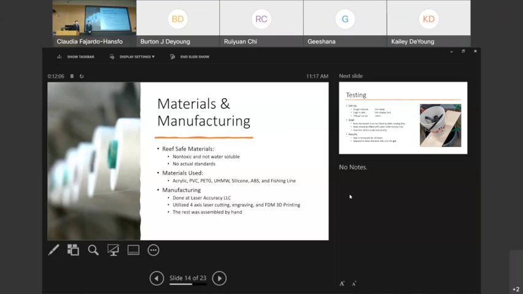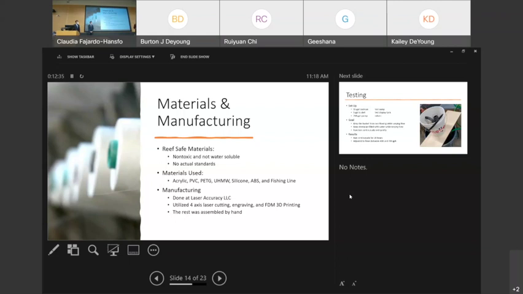So the standards that work for us are not the same standards that work for these very delicate creatures. The rule of thumb is to use materials that are absolutely non-toxic and not water soluble. The materials commonly used in this industry, and that we used, are acrylic, PVC, ATG, which is a 3D printing material, UHMW, silicone, ABS, and fishing line.